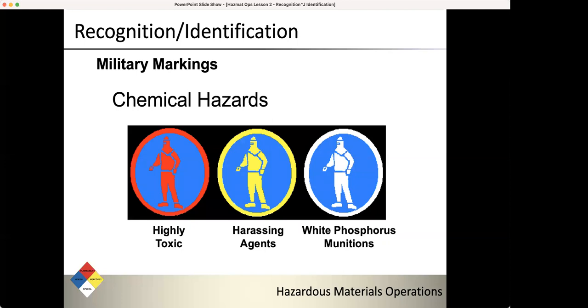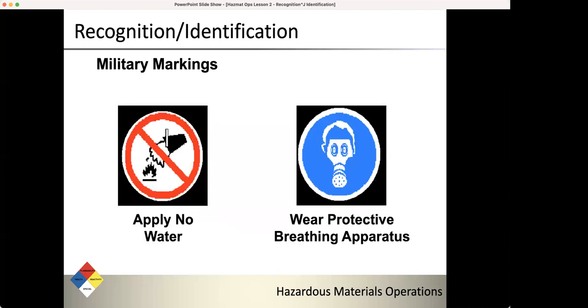Chemical hazards. If it's a guy in a chemical protective suit and it's red, it's highly toxic. If it's yellow, it's a harassing agent. It just burns the eyes and mucous membranes and nose and whatnot. And then a white chemical protective suit is white phosphorus munitions. If there's a bucket with water being poured onto a fire that has a red circle and a line through it, don't put water on it. And if you see a guy wearing a gas mask, maybe you should too. Those are the remaining military markings that we talk about.